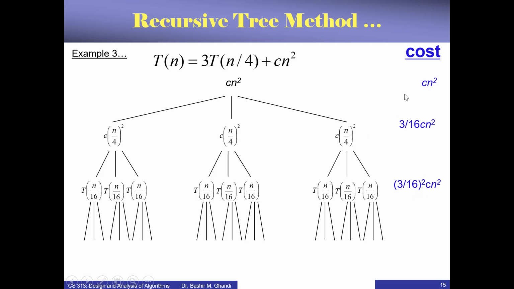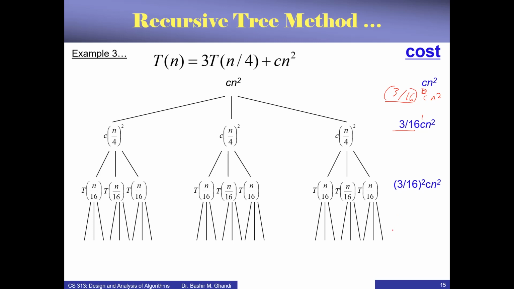Now, if you observe, there is clearly a pattern here. First one is cn^2, then (3/16)cn^2, (3/16)^2 cn^2. If you think of this as (3/16) to power 0 cn^2, we know anything to power 0 is 1. So this is 3/16 to power 0, this is 3/16 to power 1, and this is 3/16 to power 2. The next one is going to be (3/16)^3 cn^2, and so on.